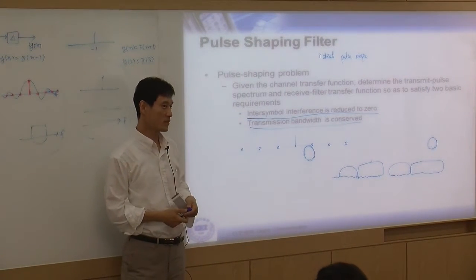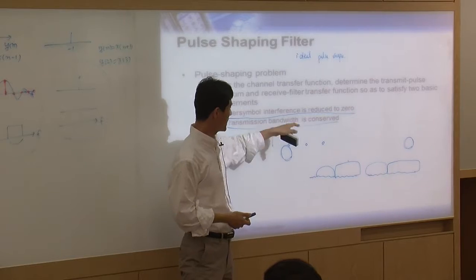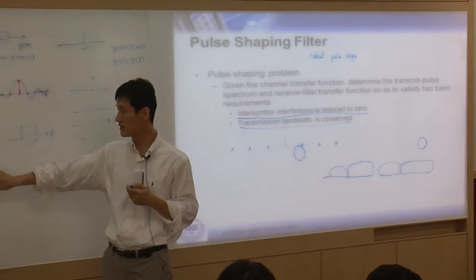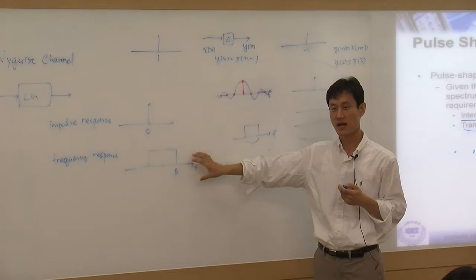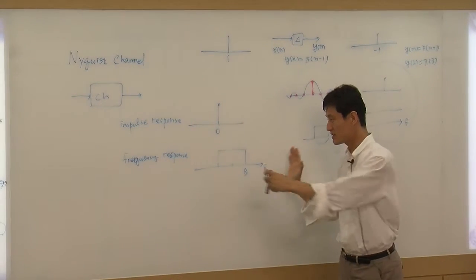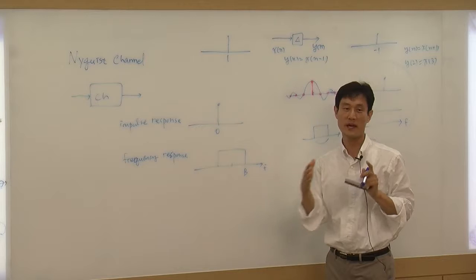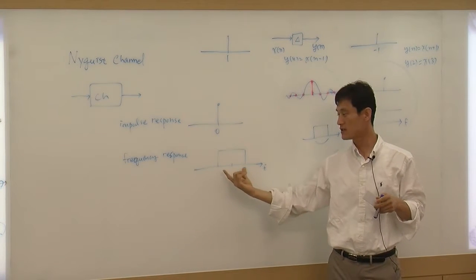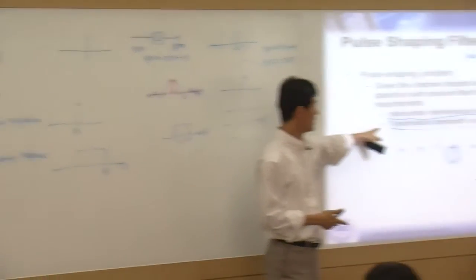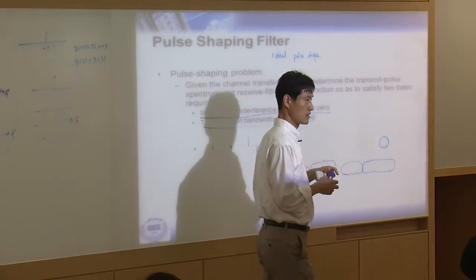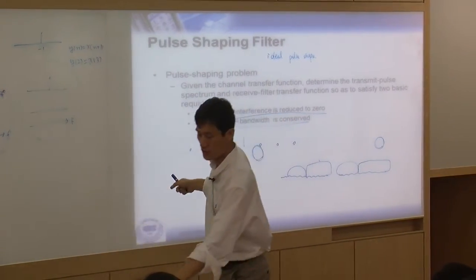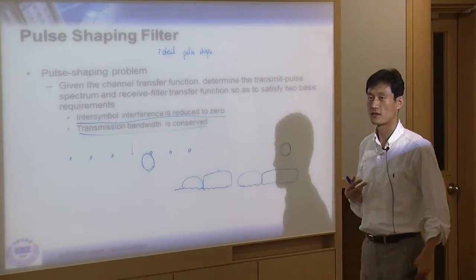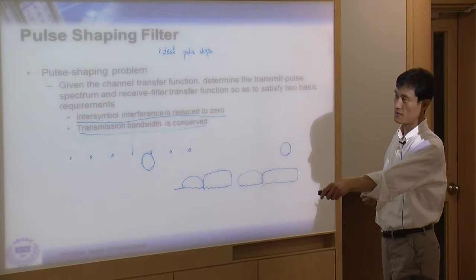What is the second reason? Transmission bandwidth is conserved. That basically means we want this. Our transmission bandwidth is conserved into our bandwidth. You cannot use all the frequency, right? Your bandwidth is limited. That's what we want. So we have two different goals. This is a design parameter, a design requirement. And these things are the same as this.